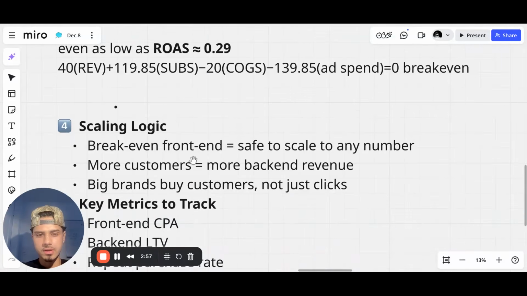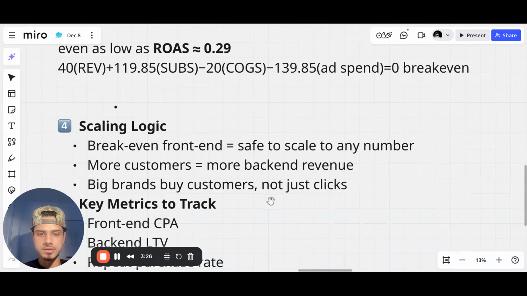Break even front end in general means it's safe to scale at any number, so you could just up budgets and make more and better ads in general, but you don't have to worry about losing money if you put up ads. Any ad is going to hit unless you're brain dead and have a 0 ROAS. I don't know how bad you have to be for that, but obviously more customers equals more backend revenue. So just scale up, do more ads. It's almost impossible to lose.